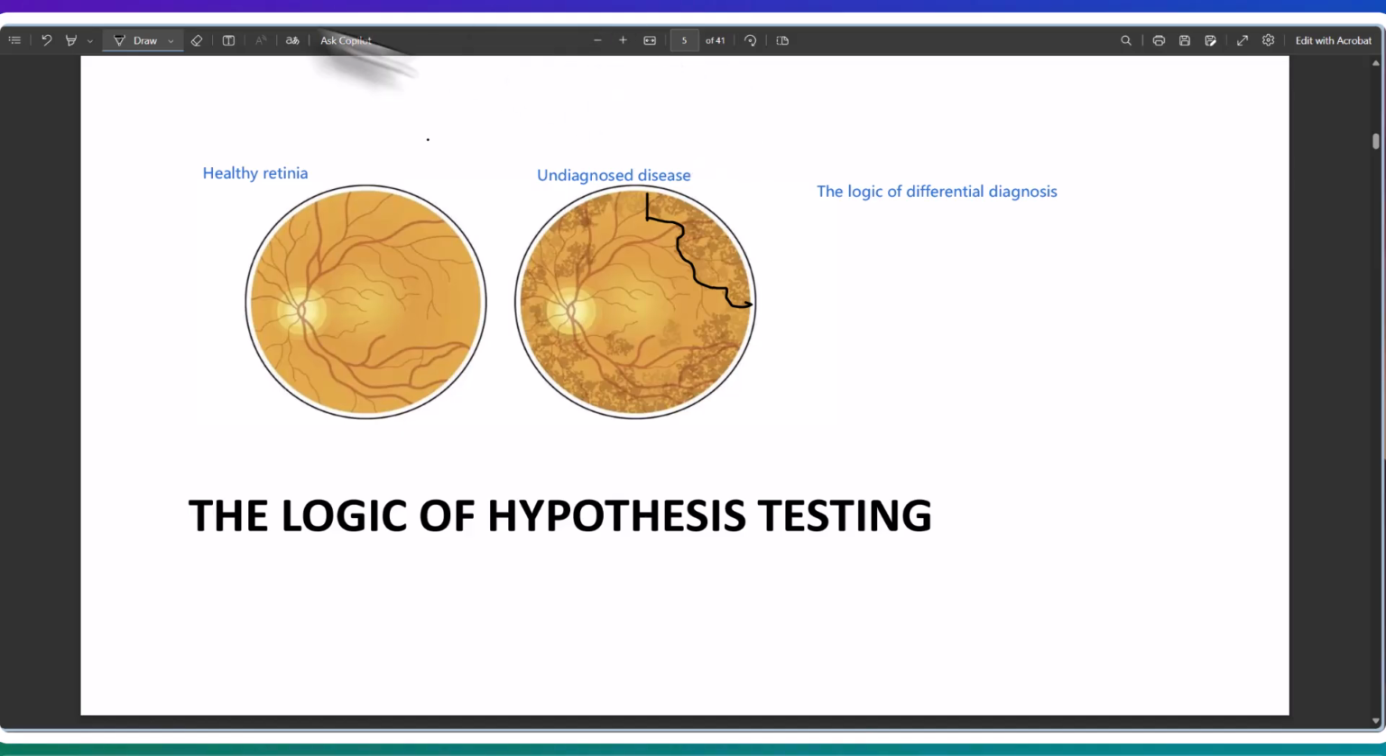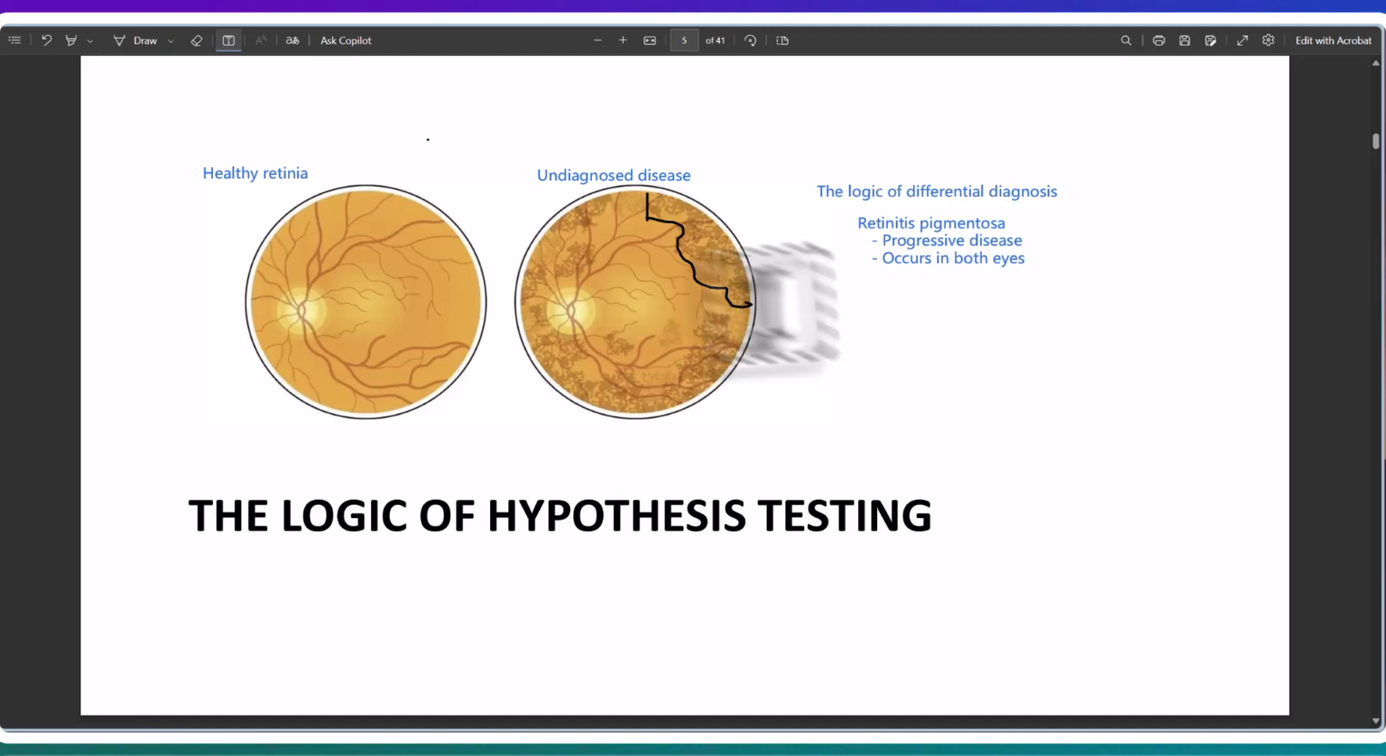Those black spots are called bone spicula. And the most common reason for these bone spicula is a progressive disease called retinitis pigmentosa. It is a progressive disease, and as I said, it's the most common reason. It occurs in both eyes, so it's binocular.